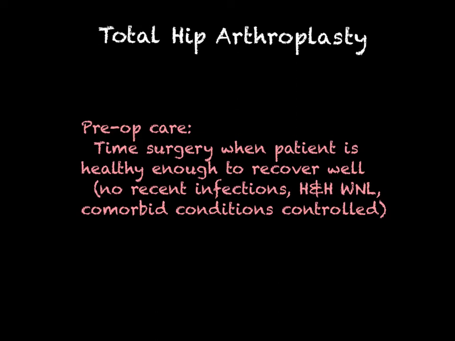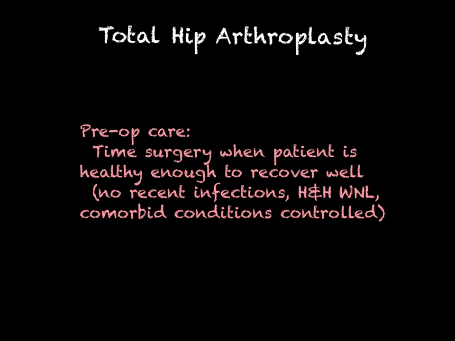So lab values that we're going to watch, I'll switch colors, keep them guessing. There we go. We want to look at their CBC. Obviously if you're worried about anemia, you're going to watch their hemoglobin, their hematocrit. If you're worried about infection, you're going to look at a white count. And if you're worried about any blood clotting disorders or bleeding, because some of these orthopedic surgeries can cause a lot of blood loss, you're going to look at platelets. So that's what your CBC is for.